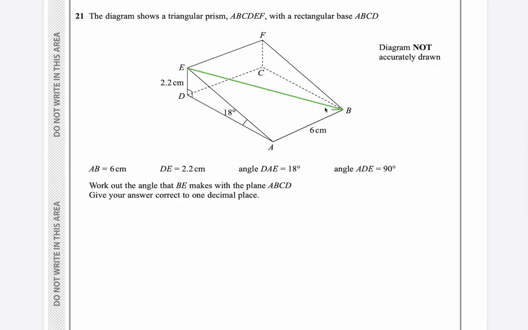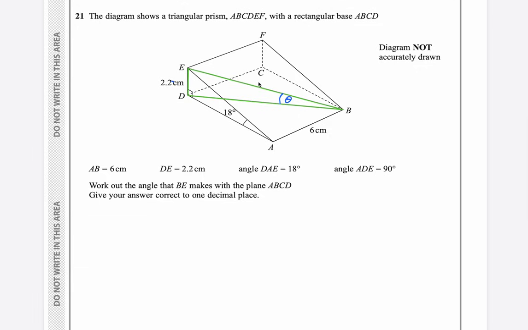So I have to go back underneath DE. So this triangle here, this is the angle we're looking for. This one here, and let's call it theta for the angle. Now to find this angle, I need two sides. Now I have one, 2.2, nice. What I don't have is another side.